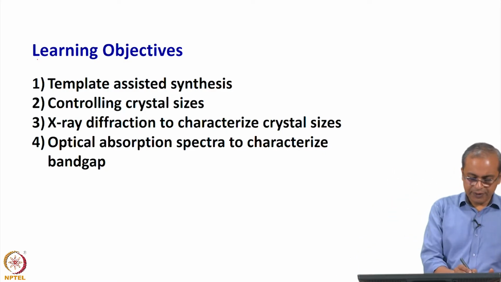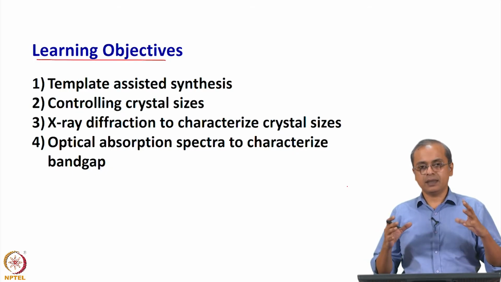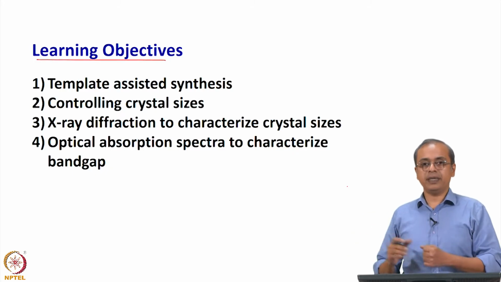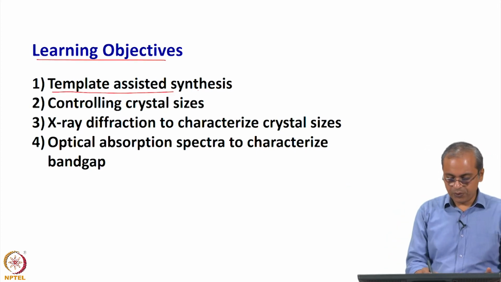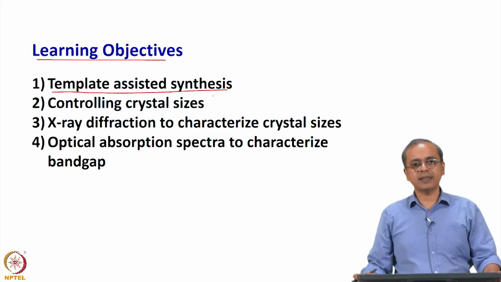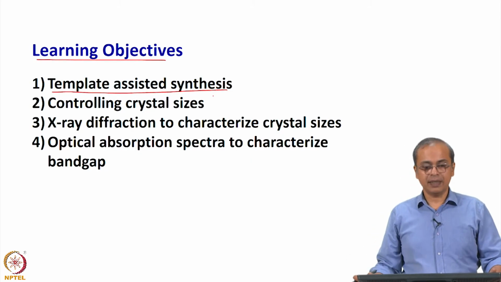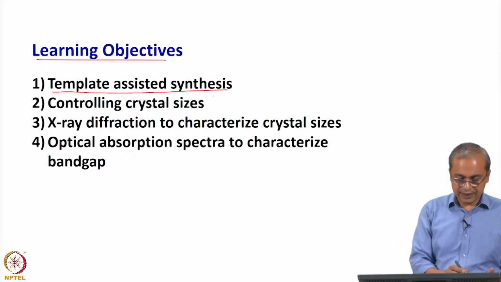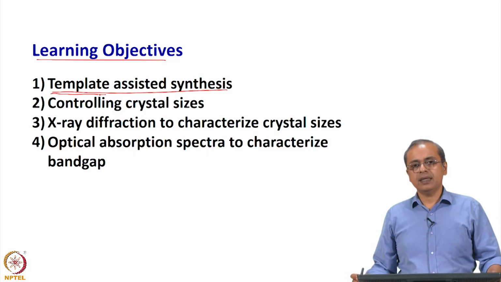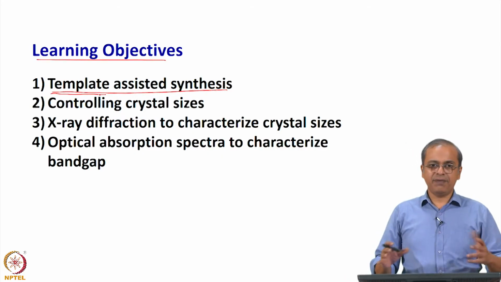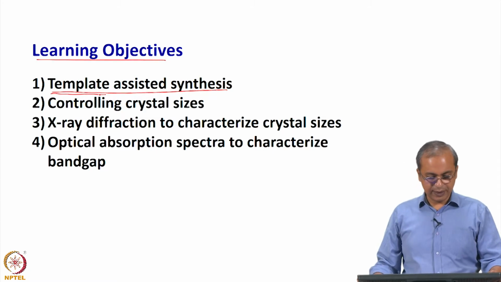So, the learning objectives for our class today is first of all to look at a synthesis technique that is used for nanomaterials. That is a very useful thing to know in general, because you can potentially extend this to other nanomaterial systems where a similar approach can be considered. This is called template assisted synthesis of nanomaterials, and it is a very interesting way of going about making nanomaterials, and it has some distinct advantages. So, we will look at that.